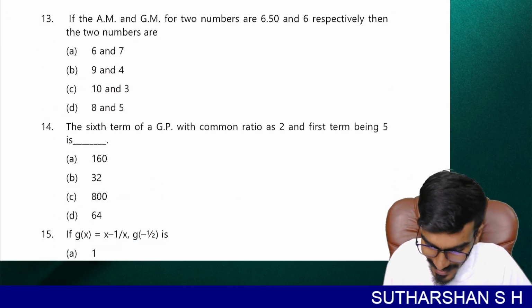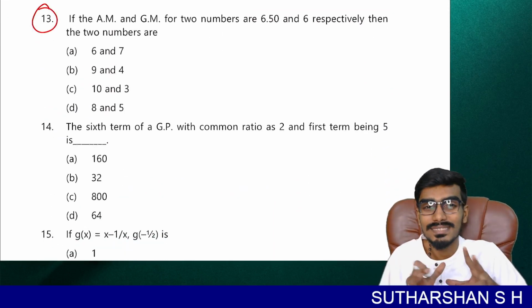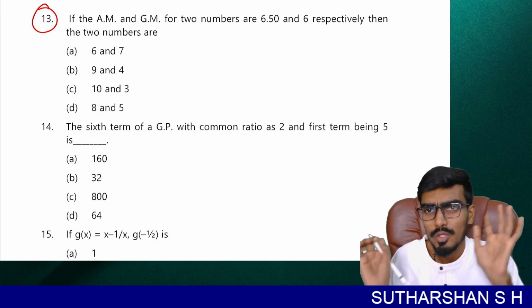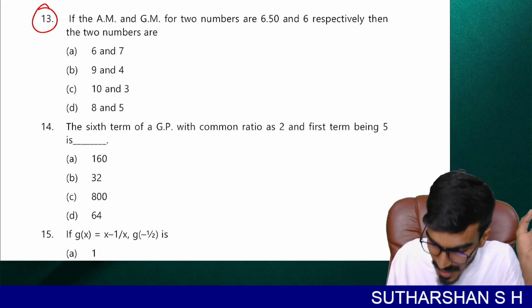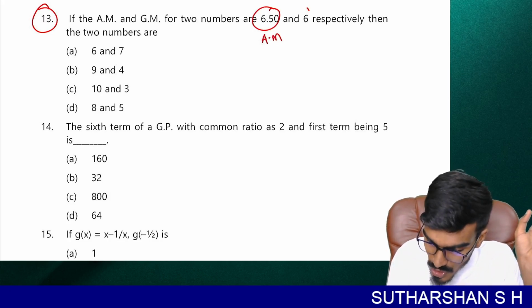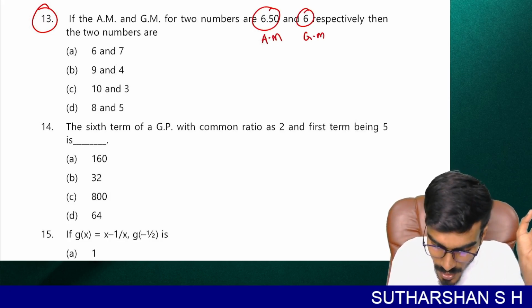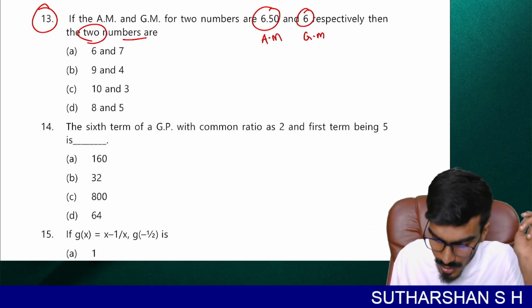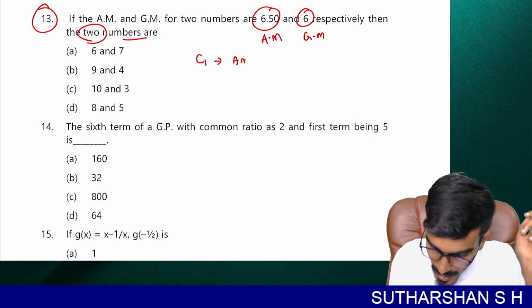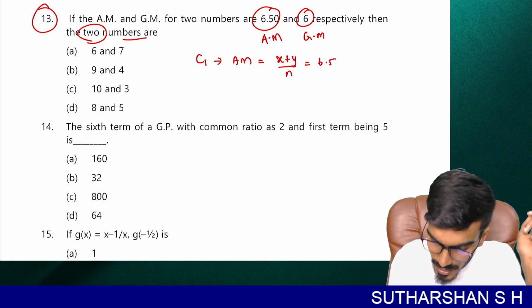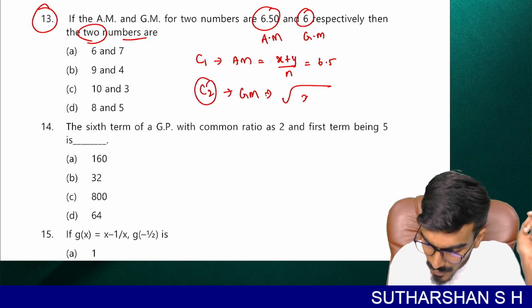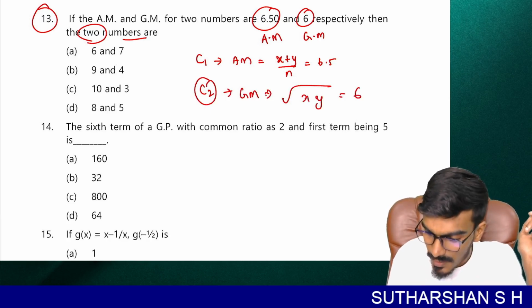Now come to question number 13. If it is from statistics, we can easily play. See, AM and GM are given as two numbers: AM is 6.5 and GM is 6. What are the respective two numbers? They are asking for two numbers. Very simple. We will go for the trial and error approach. Condition number 1, AM should be 6.5, that is x plus y divided by 2 should be 6.5. Condition number 2, GM, that is root of xy, should be 6. We'll go with the conditions.